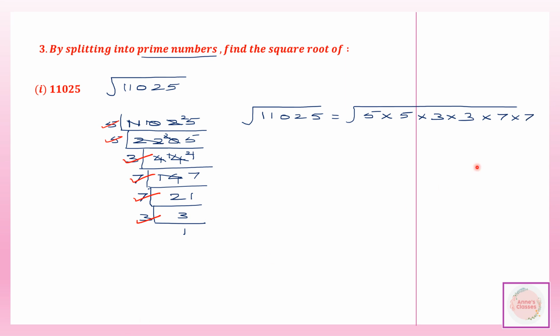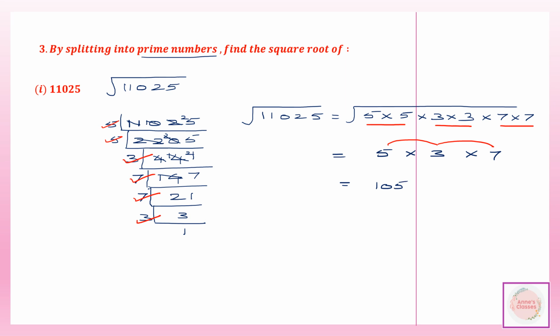Now suppose you had only one left. If there was a number without a pair, that means this number is not a perfect square. But here it's a perfect square because there are pairs everywhere. So now let's continue. So here what we are going to do is we're going to take one from each pair. So this is one pair, this is one pair, this is one pair. So this is going to be 5 into 3 into 7. We're going to multiply all these. So let's multiply. 5 threes are 15. 15 into 7 is 105. So let's write that here.